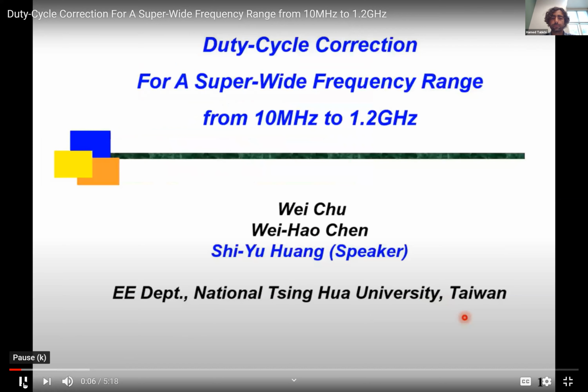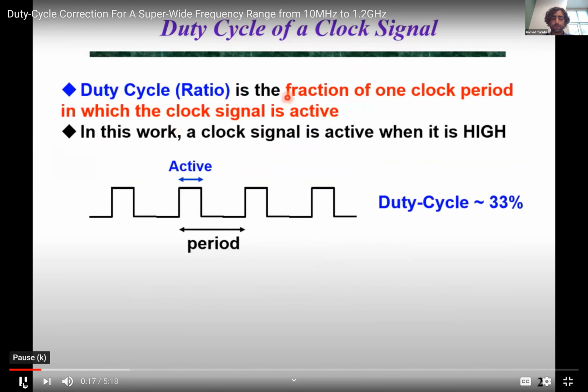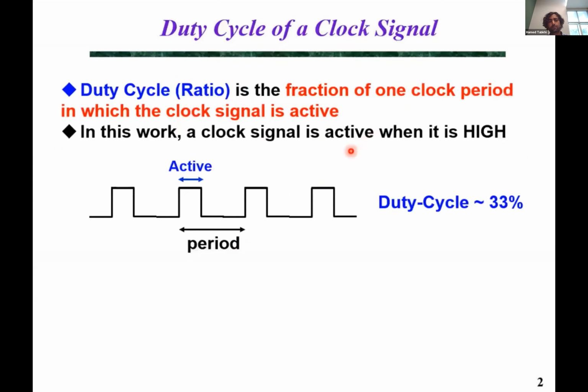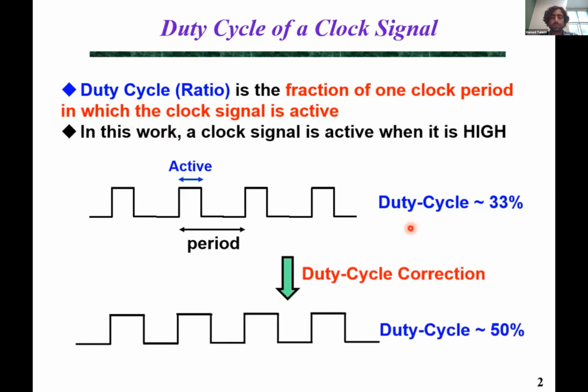I'm going to present a paper entitled Duty Cycle Correction for Super Wide Frequency Range from 10 MHz to 1.2 GHz. The duty cycle of a clock signal is the fraction of one clock period during which the clock signal is active. In this work, a clock signal is active when it is high. Given a clock signal like this, the duty cycle is around 33%. We want to convert it into a 50% duty cycle.